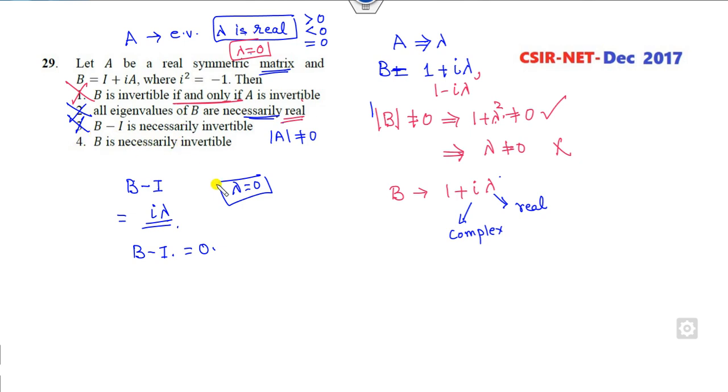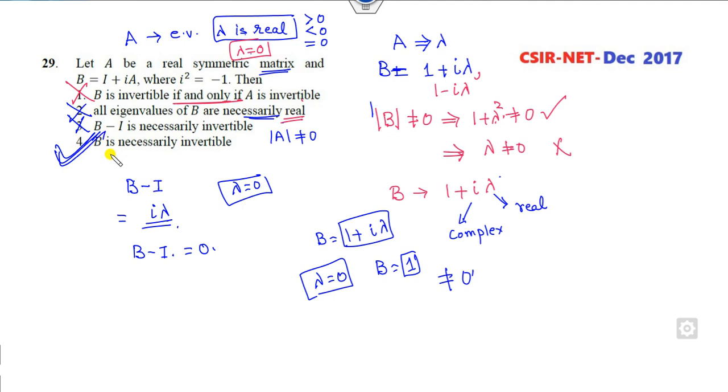B is necessarily invertible. What is the eigenvalue of B? 1 plus iota lambda. So even if lambda is 0, still B has the eigenvalue 1, which is non-zero. That is the right answer, because the first 3 options cancel out, the correct option is the remaining one.